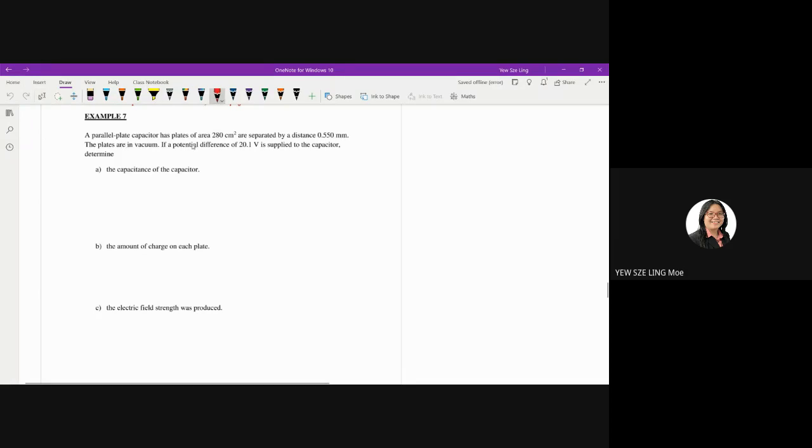A parallel plate capacitor has a plate of area 280 cm². Again, this is not in SI unit. The first thing you need to do is change it into meter square. Remember, 1 cm² is equal to 1 times 10 to the power of negative 4 meters squared, because you need to square the c as well when you do a unit conversion.